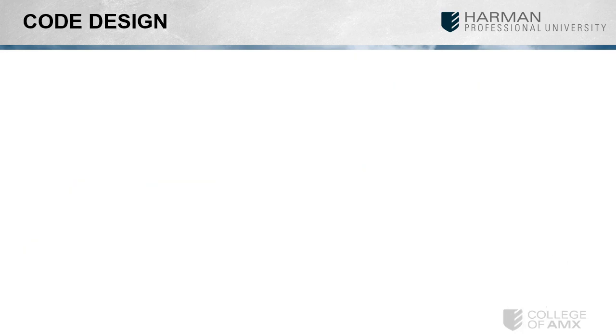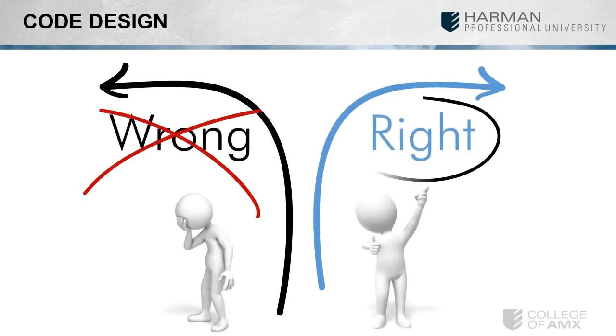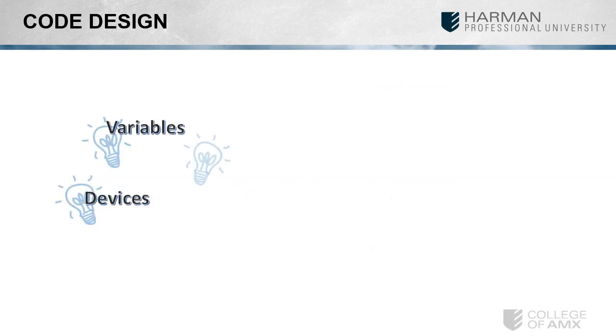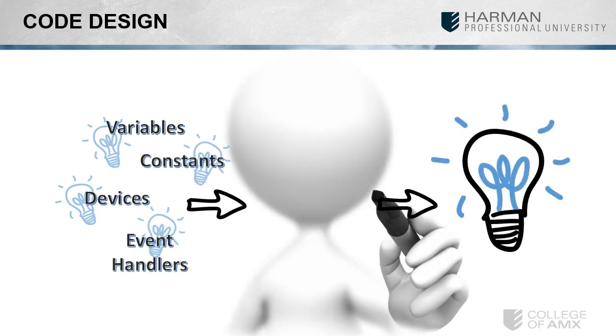If you keep a whiteboard and some markers handy, it's easy to write it out, analyze the process, make revisions, and then take to the task of writing your code, which we'll get to in the following tutorials. The output of your code design should include, as a minimum, a list of all needed devices, variables, constants, and event handlers.